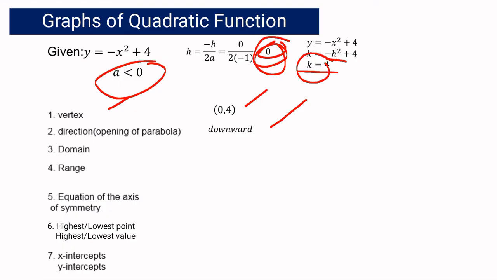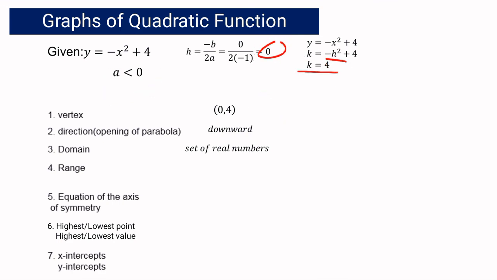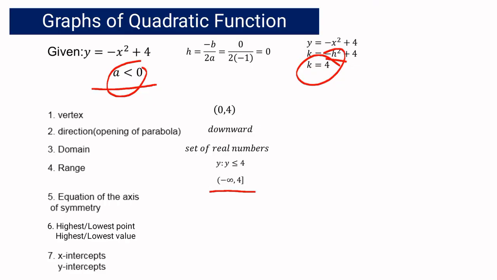The domain, all quadratic functions have a domain of set of real numbers. How about the range? The range has something to do with the value of k. And since a is less than 0, the range in set notation is y such that y is less than or equal to the value of k, which is 4. And in interval notation, since again a is less than 0, it is from negative infinity up to the value of k, which is 4.